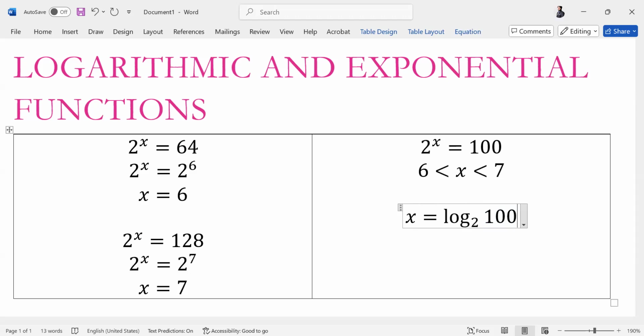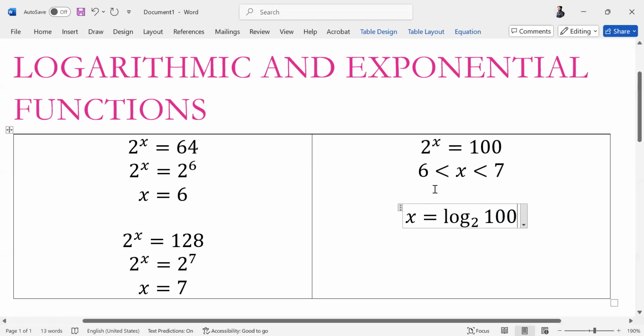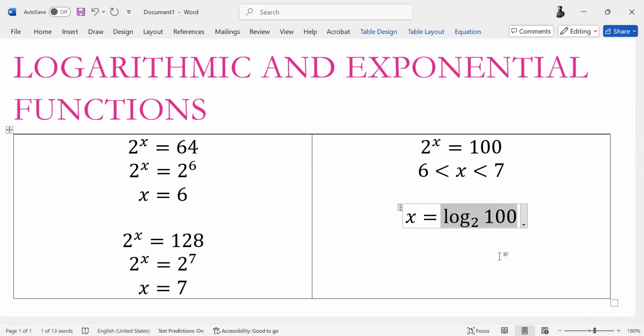I'll write it down and show you too, don't worry. But once you write this, how are you supposed to read it? You will read that 2 is the base and 100 is the input. And what are you asking? How do you read this? आप कहते हैं 2 की ऐसी क्या पावर हो के वो 100, and this function will give you the answer because this is an inverse of exponential function.